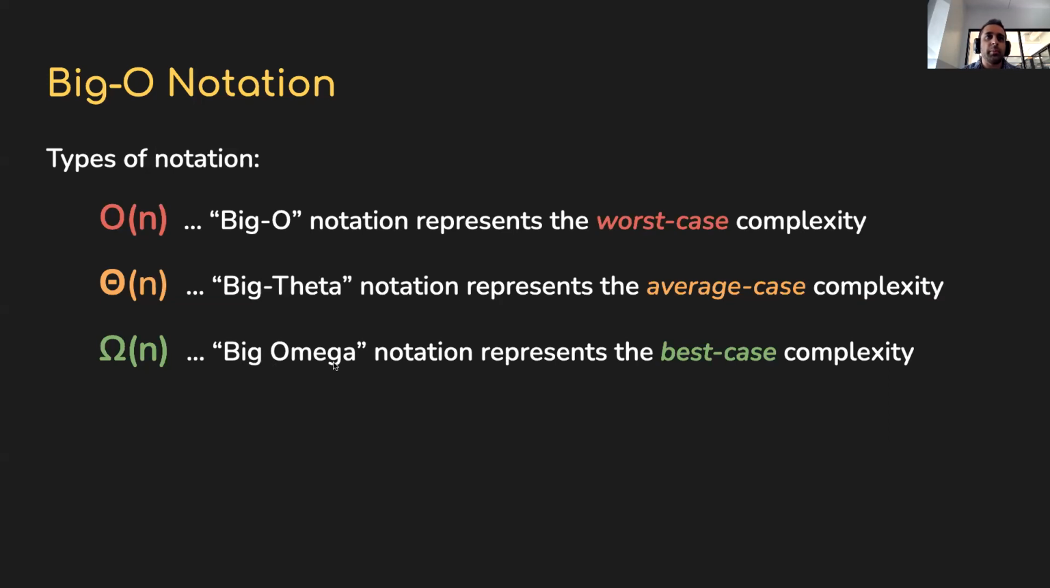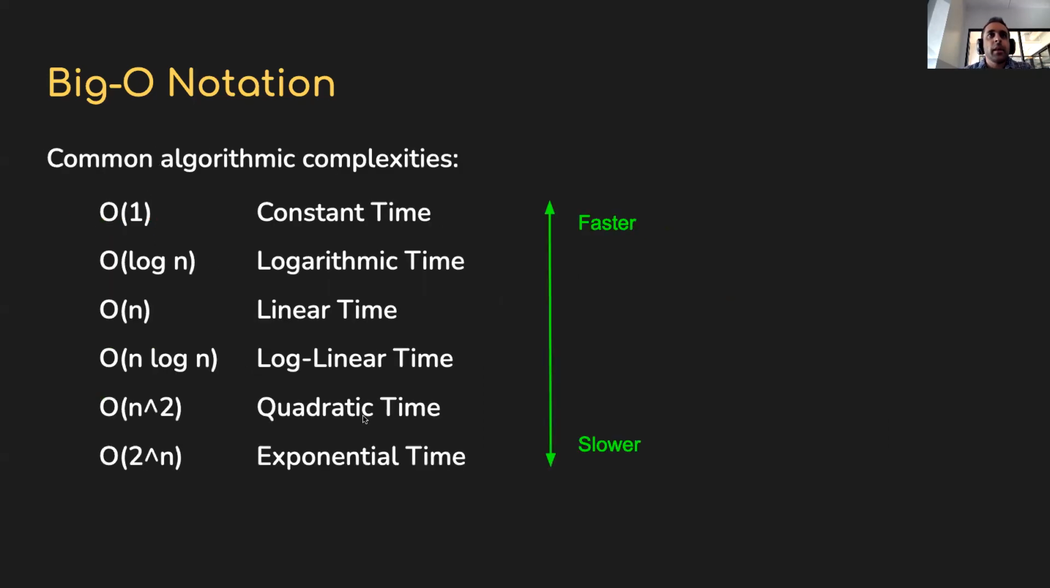Usually you won't hear about big omega, because best case is not really useful. For me, it's not really useful to know, in the best circumstance, if all the stars align, how quickly will my algorithm perform? That's not really useful to developers, but it does exist. I'm sure it is relevant in some contexts, but just know that it exists, though you won't see it very often. All right, so we're gonna be focusing on big O throughout this discussion.